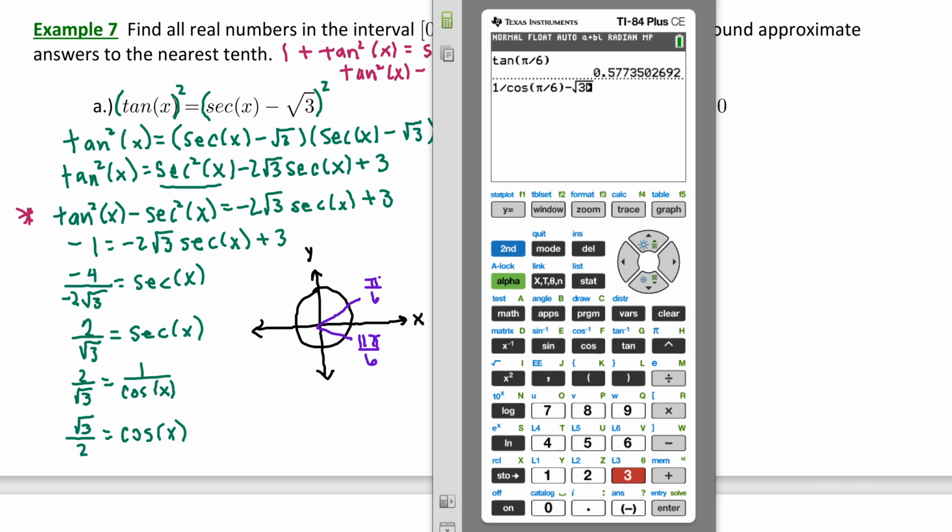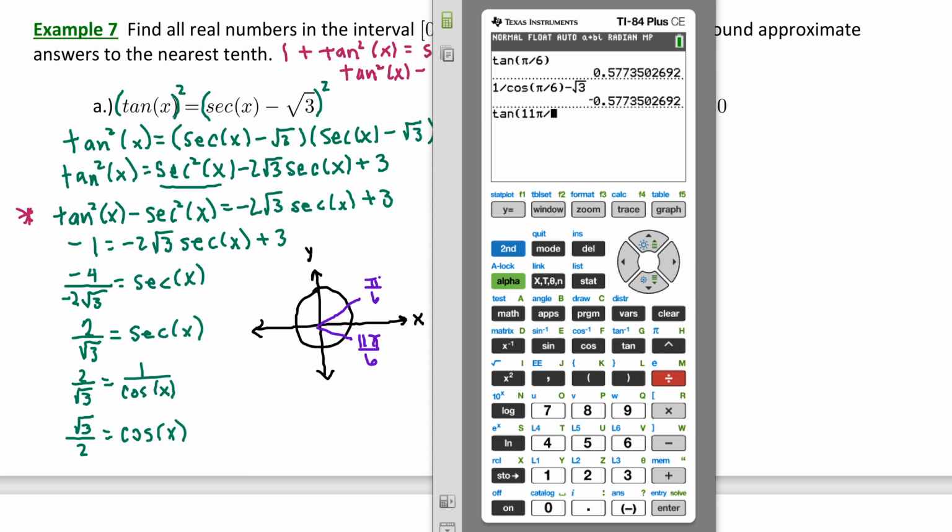Notice I'm entering the secant as 1 over cosine of pi over 6. So when we evaluate this and compare the left and right side values, we see they are different by a sign. This means that even though pi over 6 correctly came out of the algebra, it's an extraneous solution, so I will not include that in the solution set. Let's check the second solution.